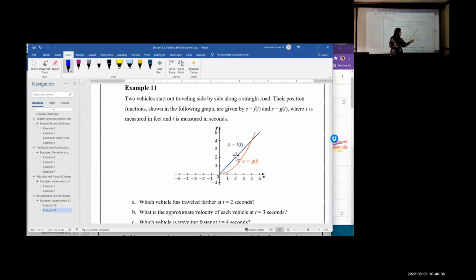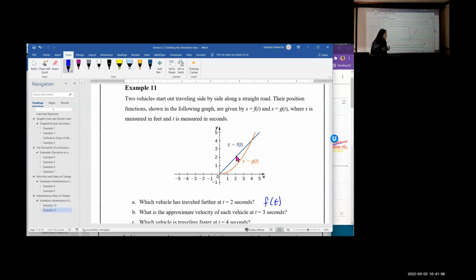So we come to 2 seconds and we come up and we look to see what their S values are. It looks like on G, the S value is 1, but on F, the S value is 2. S represents distance. So that means F of t has traveled farther at 2 seconds. Its Y value is higher than the Y value on the G function.